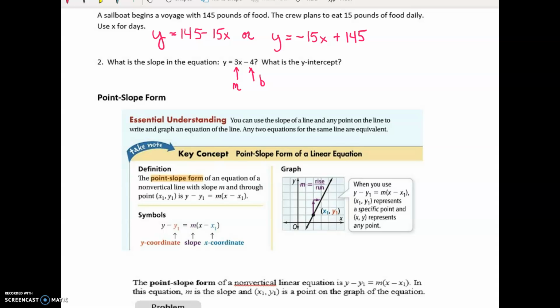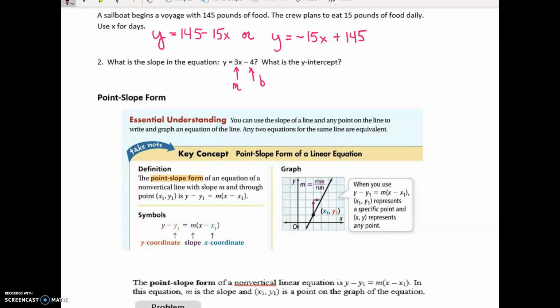So a lot of times, not every equation is written in slope-intercept form. There are other ways to write the equations. And some forms can be useful for getting different pieces of information. So in point slope form, we can use this if we know the slope and any point that's on the line, to write the equation of that line. Any two equations for the same line are said to be equivalent. So we're going to look at this here.